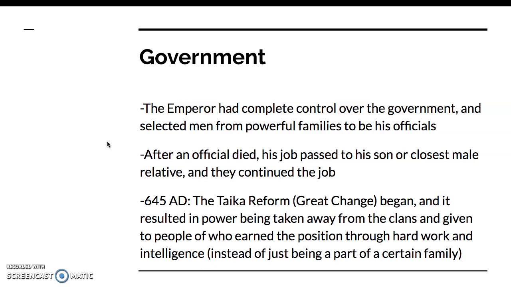Government. The emperor had complete control over the government and selected men from powerful families to be his officials and advisors. After an official died, his job passed to his son or closest male relative, and they would continue that job. However, in 645 AD, the Great Change began, known as the Taika Reform, and it resulted in power being taken away from the clans and given to people who earned that position through hard work and intelligence, instead of just being lucky enough to be part of a certain family. This is a good thing.